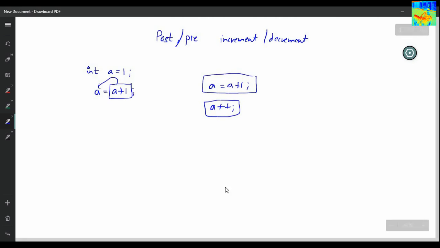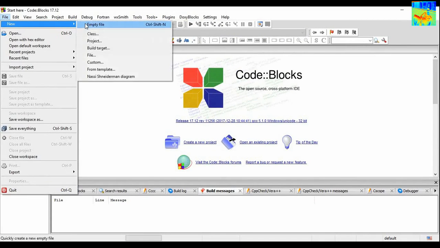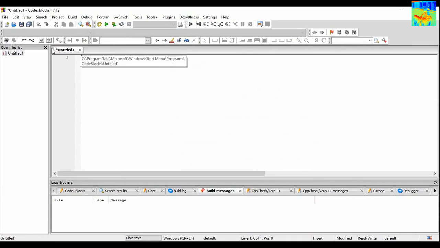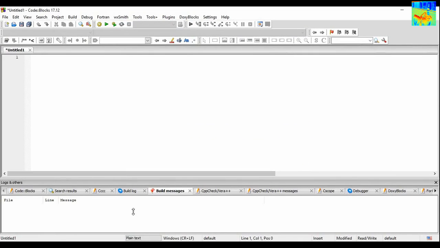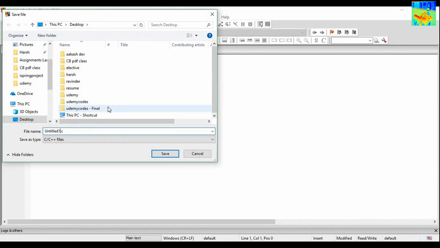So, let's see. So, let's name it post and pre. Post pre.